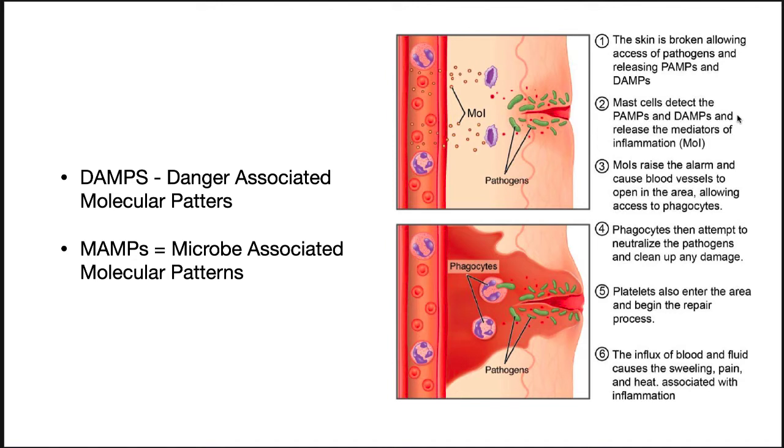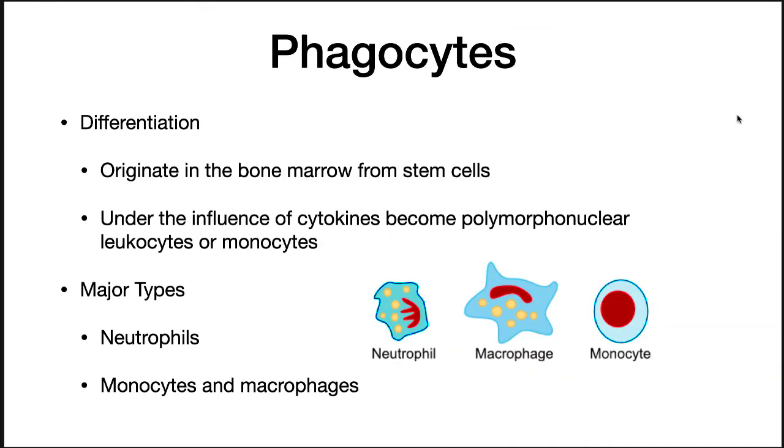take care of it. Now, one of the things that we mentioned in the inflammatory process was the presence of phagocytes. So let's take a deeper dive into what those are. Phagocytes differentiate in the bone marrow. They originate there, and under the influence of cytokines become polymorphonuclear leukocytes or monocytes. The major types of phagocytes that I'm going to talk about are neutrophils, monocytes, and macrophages, and they make up a significant majority of the phagocytes in the body. There are others, but we're not going to talk about them here.